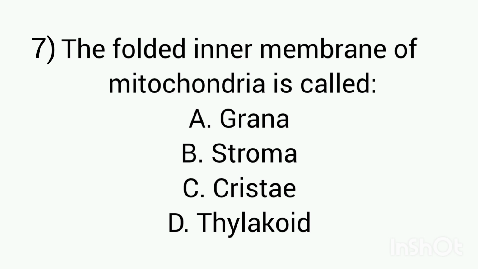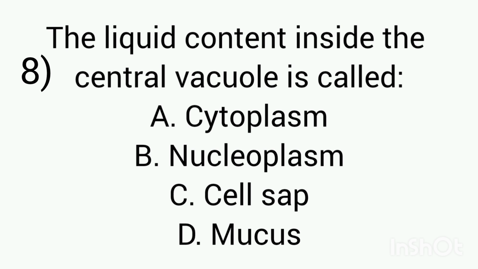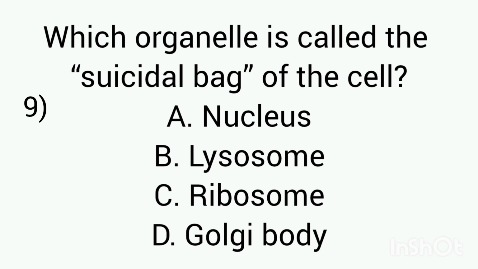The folded inner membrane of mitochondria is called A. Grana, B. Stroma, C. Crista, D. Thylakoid. The liquid content inside the central vacuole is called A. Cytoplasm, B. Nucleoplasm, C. Cell sap, D. Mucus. Which organelle is called the suicide bag of the cell? A. Nucleus, B. Lysosome, C. Ribosome, D. Golgi body.